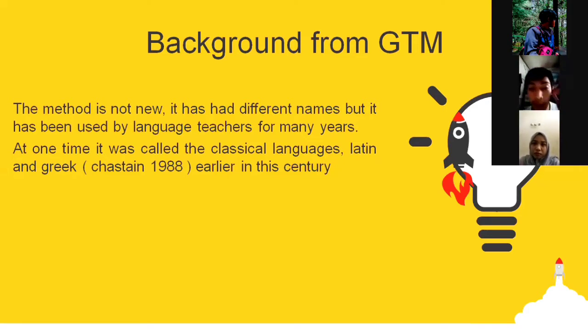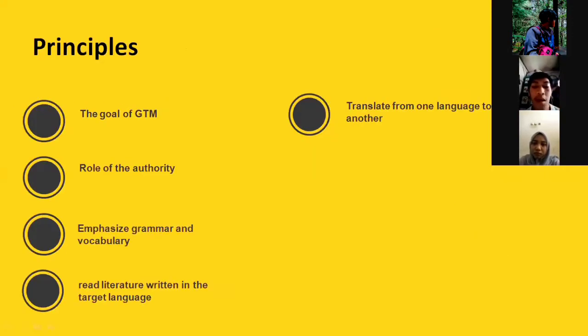Okay, the next slide is about the principles. In this GTM, there are several principles. The first is about the goal of GTM, and the second, the role of the authority. Third, emphasize grammar and vocabulary. The fourth, read literature written in the target language. And the last one is translate from one language to another.